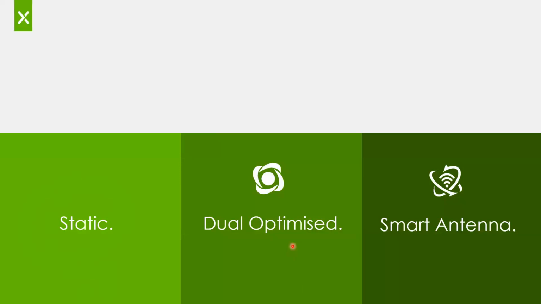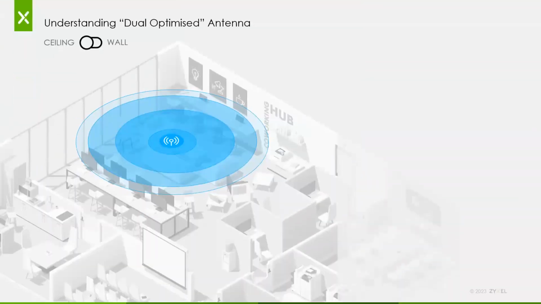Then we've also got dual optimized antennas and smart antennas. So we'll start by talking about our dual optimized antennas. This is what you're seeing on the screen right now. This is showing you how the traditional access point is designed. The assumption is that you're going to place the AP centrally located over the area that needs coverage. The signal radiates out roughly in an umbrella shape, covering the areas underneath that access point.